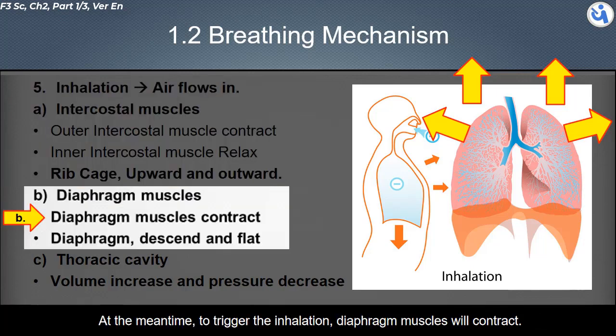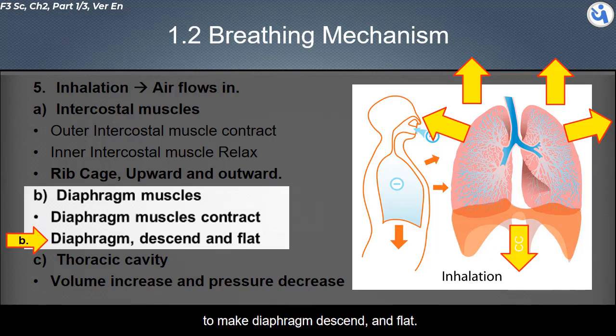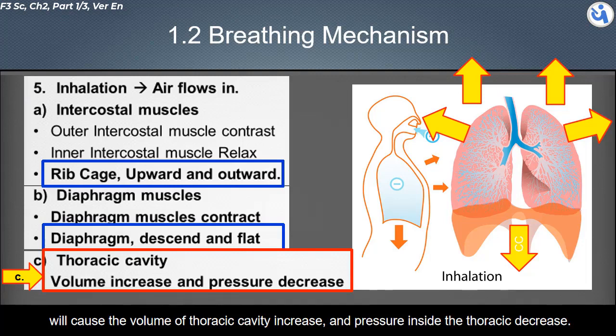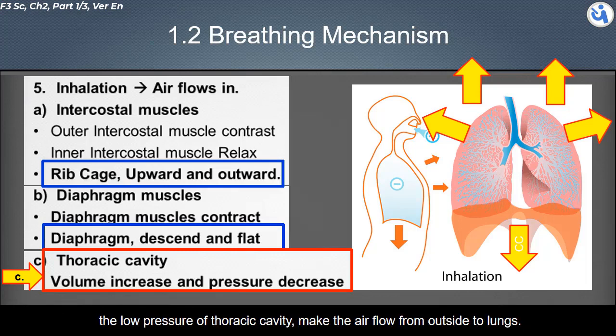At the meantime, to trigger the inhalation, diaphragm muscles will contract to make diaphragm descend and flatten. Such a movement of rib cage and diaphragm will cause the volume of thoracic cavity to increase and pressure inside the thoracic to decrease. The low pressure of thoracic cavity makes the air flow from outside to lungs.